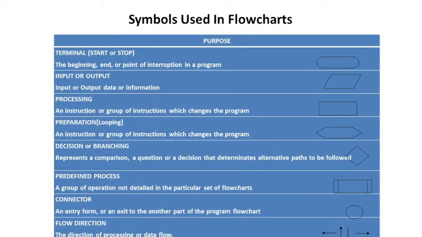The symbols are the notations used in flowcharts. This is a symbol, a curved, oval-shaped symbol. It is a terminal, used for start or stop. That's the beginning, the end, or the point of interruption in a program.